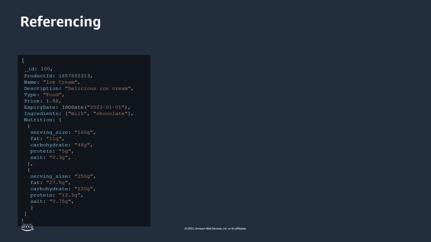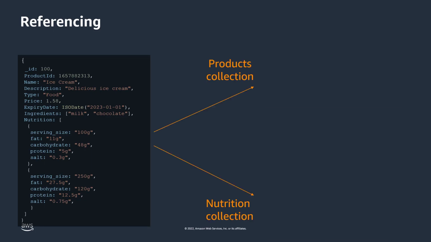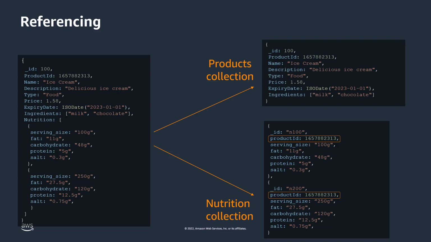What we are going to do is split into two collections, one for the product and one for the nutrition information. Now, if you pay attention here, in this case we have a one-to-many relationship, if you will. It's one product with many nutrition documents. We are keeping the reference on the many side. If you look closely, I store the product ID in each nutrition document.